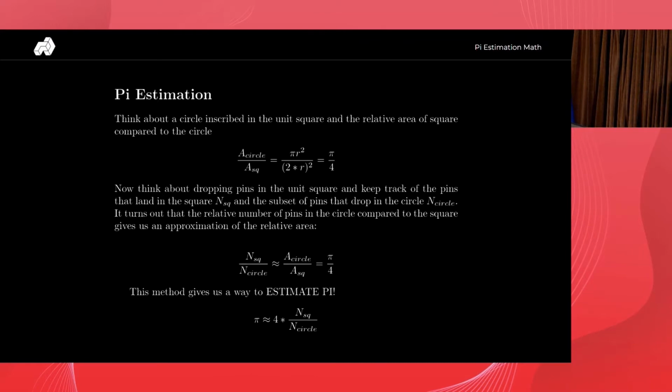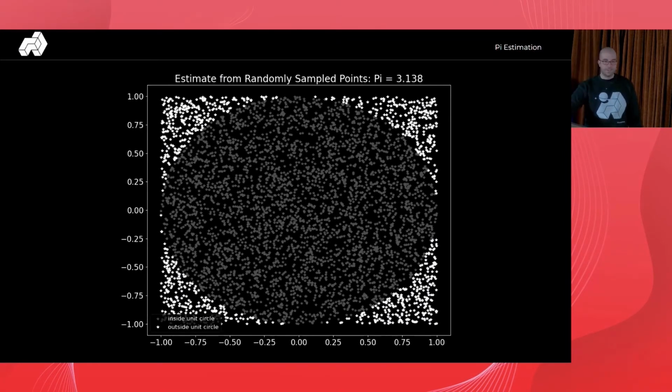If you just rearrange, pi is approximately equal to 4 times the number of pins in the circle, divided by the number of pins in the square. Here's a diagram where you can see, by the shading, all of those points where you're getting random draws. This is a uniform random draw. We're going to count all of those that are in the circle compared to in the square. And remember that the square is a superset of the circle.